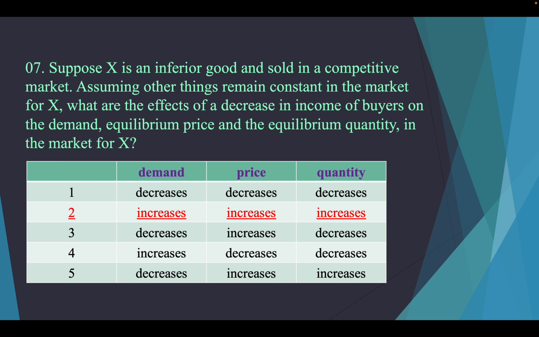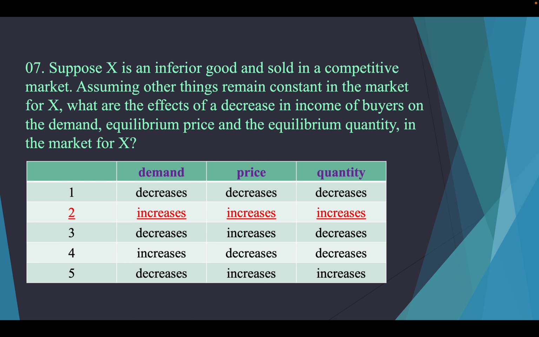Assuming other things remain constant, in the market for X, what are the effects of a decrease in income of buyers on the demand, equilibrium price and the equilibrium quantity in the market for X? Here is the way you have to know how to solve this question.